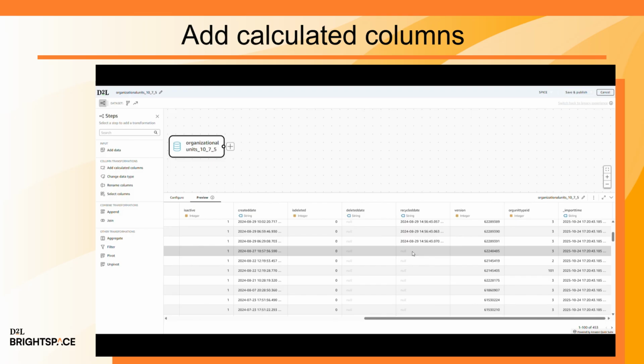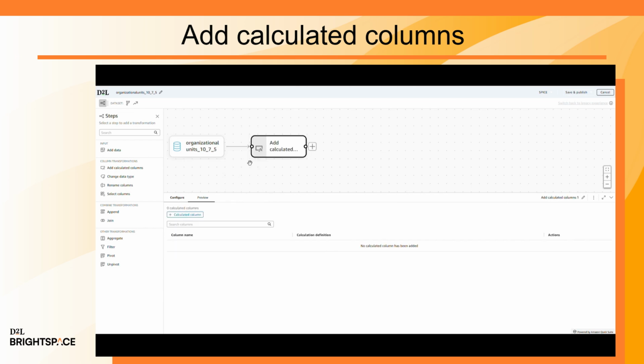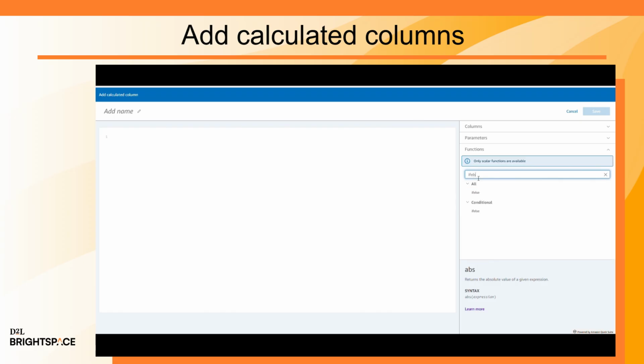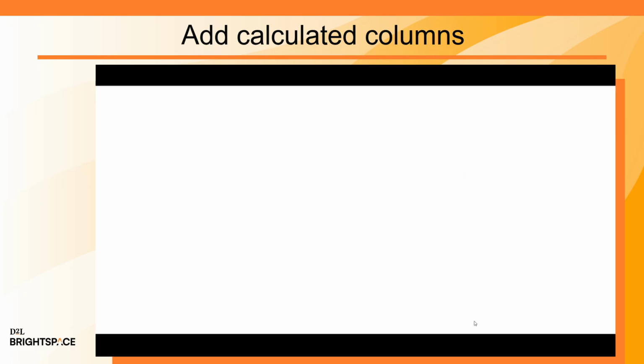To identify them, click the plus icon on the canvas and choose Add Calculated Columns. In the Configure pane, click the Calculated Column button. The Add Calculated Column page opens. Select or type ifelse and functions to determine whether a course has a recycled date. At the bottom of the editor, review the function description and syntax. If needed, select Learn More to open detailed documentation for the function.